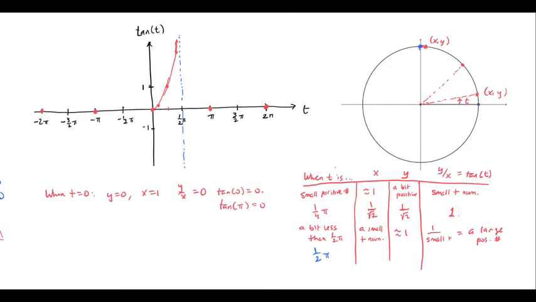When t is 1/2 of pi, my x is 0, so it doesn't really matter what y is. This tangent of t, y over x, is undefined because you can't divide 1 by 0. Okay, anyway, let's see what happens if we move t a little bit past 1/2 of pi. Let me just move this up a bit so I have a bit more room to write.